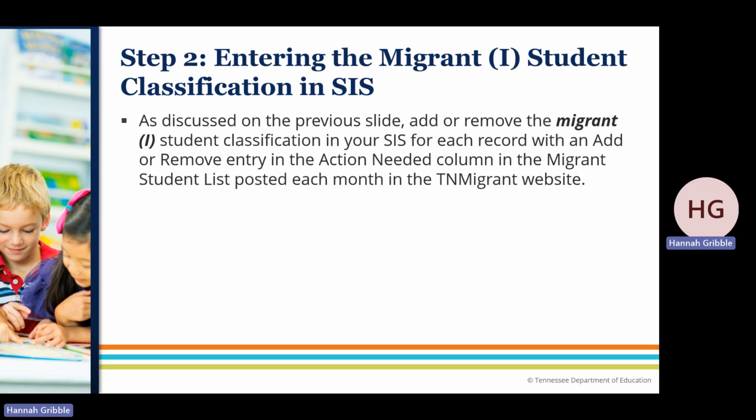Step 2. Entering the Migrant I student classification in SIS. As discussed on the previous slide, add or remove the Migrant I student classification in your SIS for each record with an add or remove entry in the action needed column in the migrant student list posted each month in the TN Migrant website.